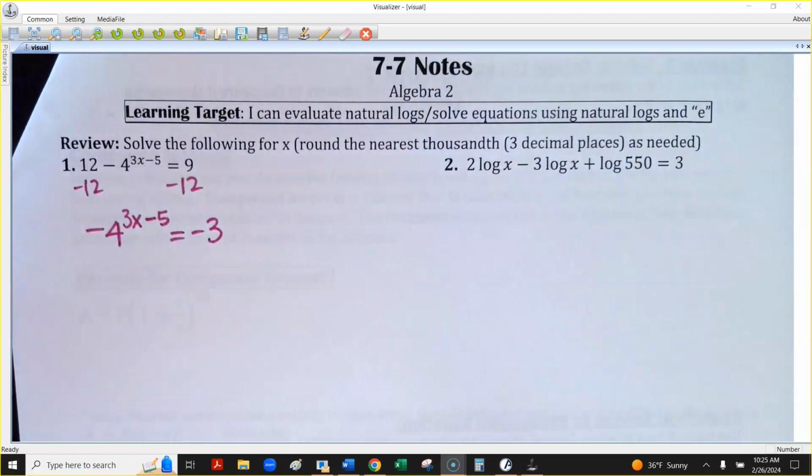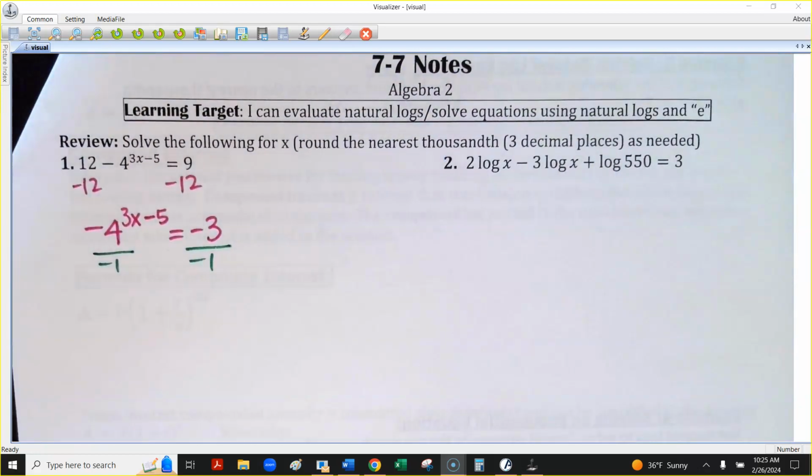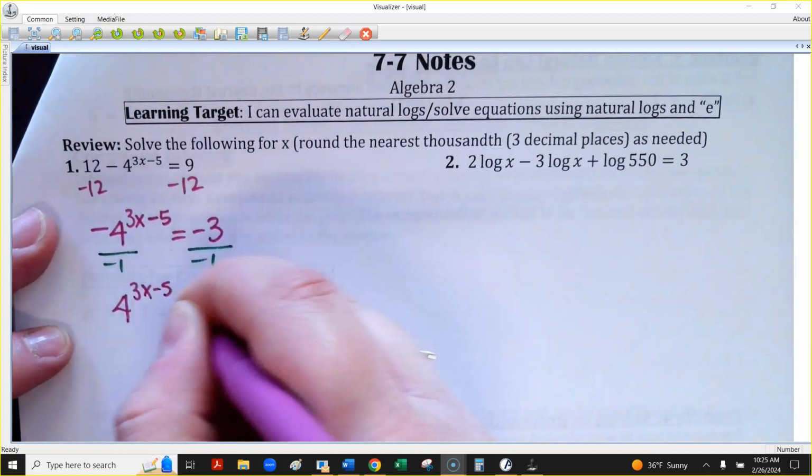Okay, now here's the deal. I don't want to convert this to a log just yet. Do you see how there's a negative on both sides, a negative in front of the 4 and a negative in front of the 3? You don't have to write it on your paper if you don't want to, but I'm going to divide both sides by -1. That literally is just going to cancel that negative on both sides.